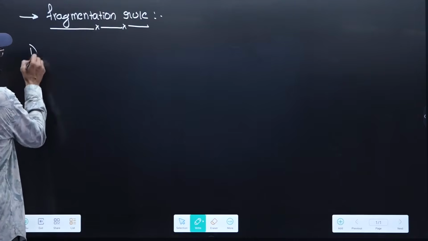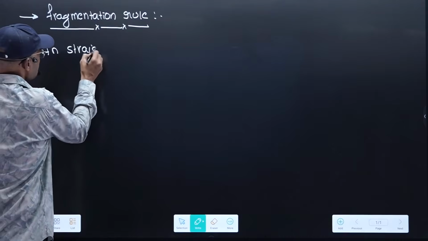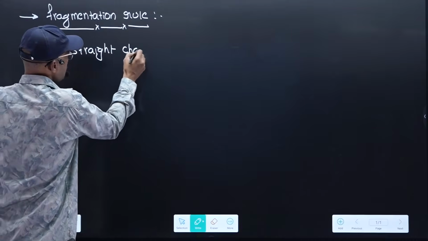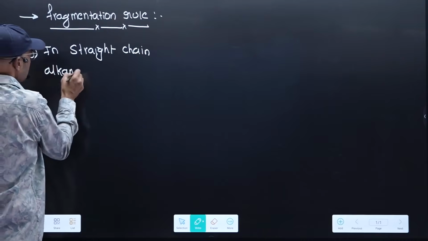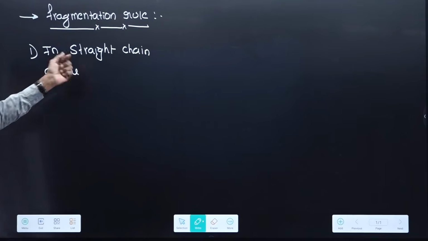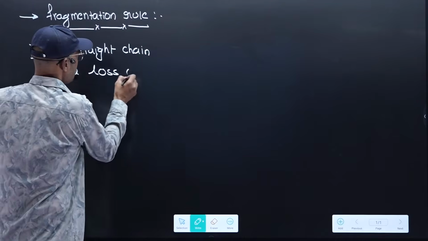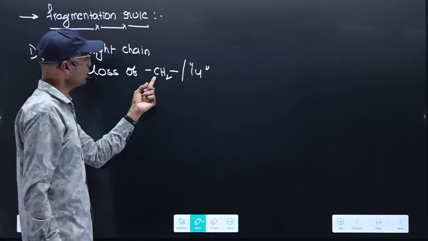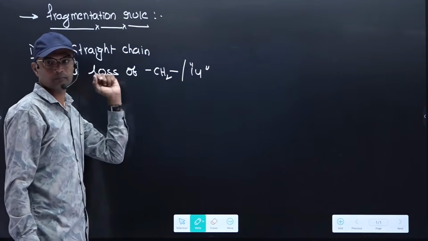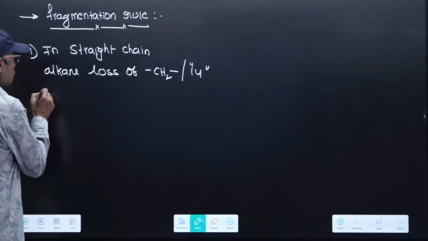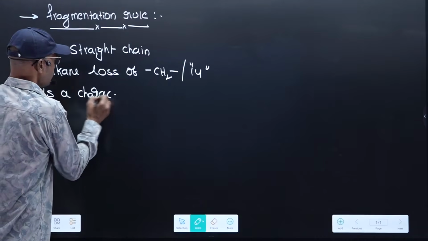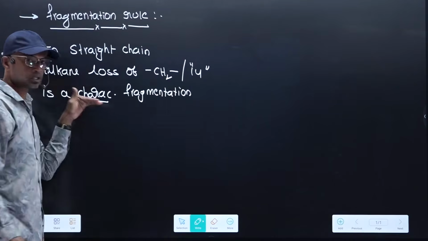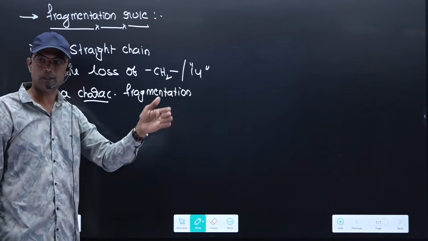So first point: in a straight chain alkane, you know alkane has carbon single bonds. In a straight chain alkane, loss of a CH2 unit. So what is the m/z value of CH2? 14. Every carbon is 12, every hydrogen 1, so 12 plus 2 is 14. So in a straight chain alkane, loss of CH2 is a characteristic fragmentation. Write it clearly. Whenever you fragment an alkane, if it is a straight chain, loss of CH2 takes place regularly.